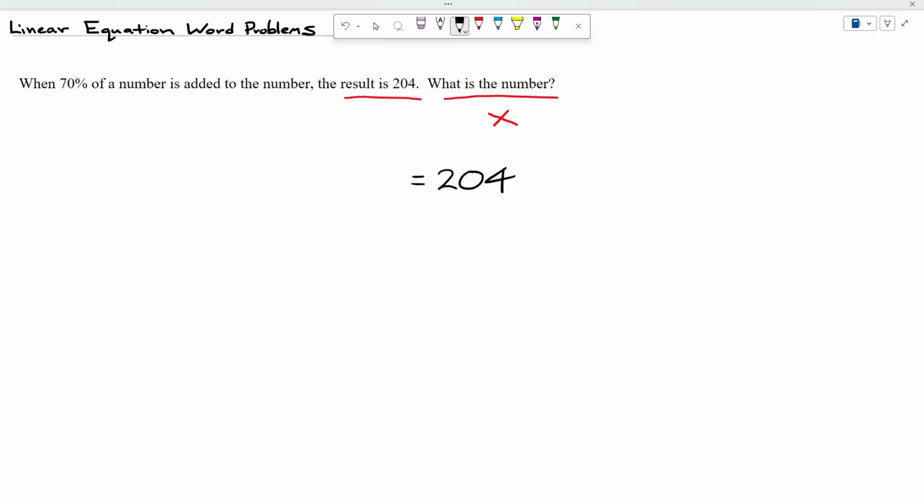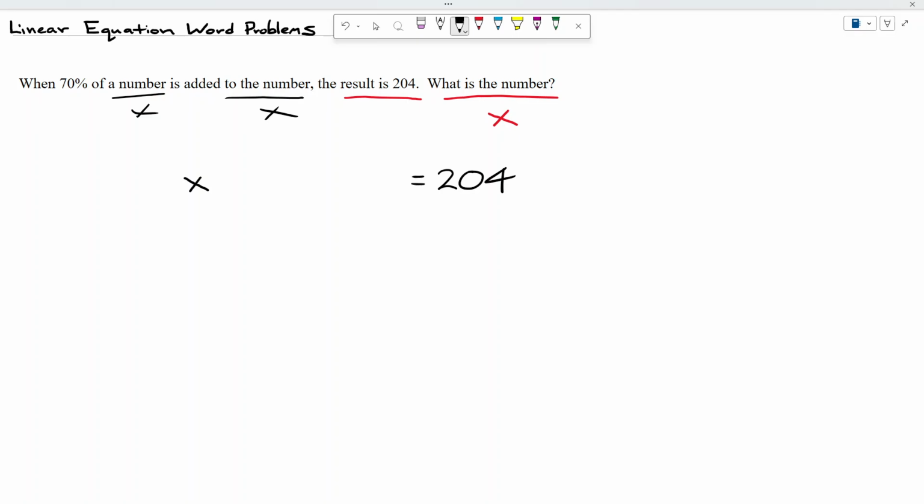All right, so we know a couple things right off the bat. We know what we're looking for, the number, we're calling that x, and then we can set our equation. We know it's equal to 204. So now let's see what we have up front here. We have when 70% of a number, which again we're saying is x, is added to the number, so that's the same number, x. Okay, so let's start off with the front half.